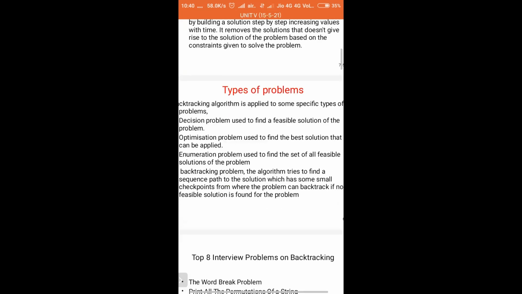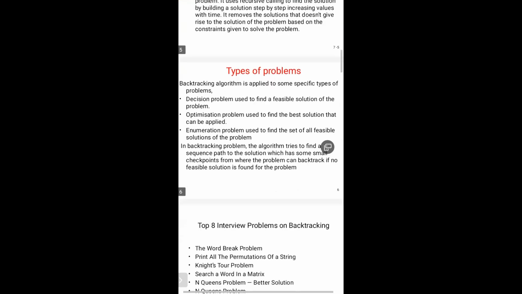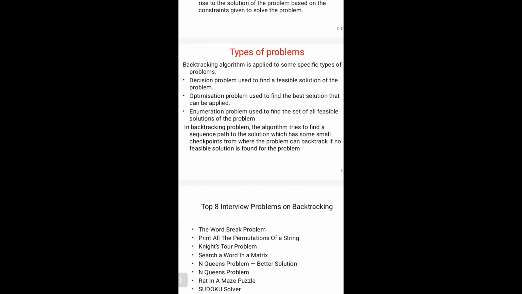Now, what are the types of problems? So the backtracking algorithm is applied to some specific types of problems. First, the decision problem, used to find a feasible solution of the problem. Next, optimization problem, used to find the best solution that can be applied. Enumeration problems, used to find the set of all feasible solutions of the problem.